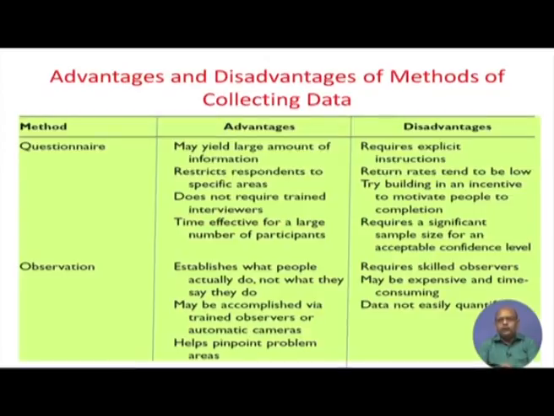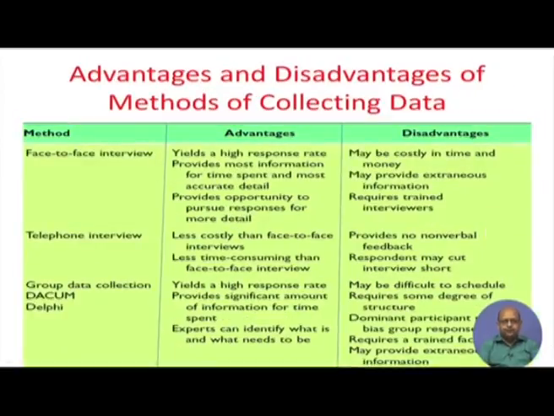Moving to the observation, basically it is a good one, but it is very time taking, okay, and you need trained observers to get the data, or you go for automatic cameras. You can use CCTV cameras to find out how people behave, how people work in a work environment. But if people come to know about it, they become conscious and they may not give you true data. Similarly, it is very expensive and time consuming, okay, and data are not easily quantifiable, because you are going to observe the data and it is more qualitative, right, that is another disadvantage.